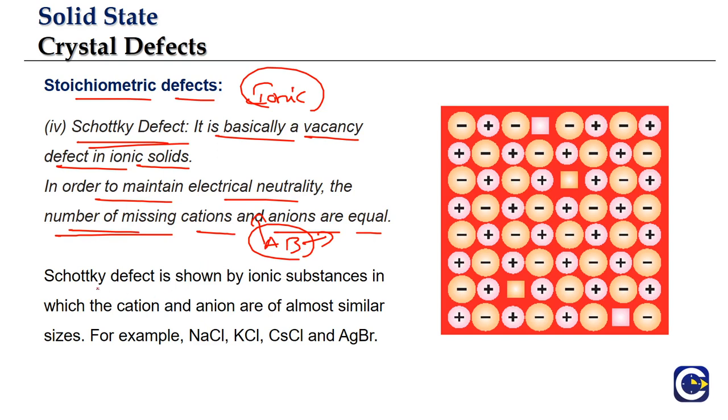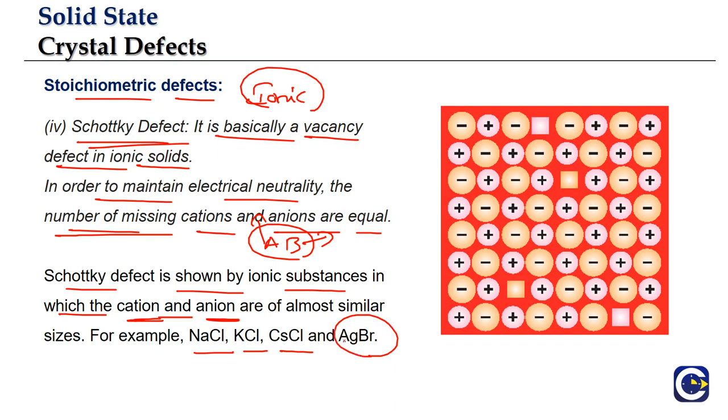And if you look at the ionic compounds that show the Schottky defect, that is generally shown by the substances having similar size of cation and anion. Again, this is also a broad thumb rule. The substances we are talking about here are what? Sodium chloride, KCl, cesium chloride, and even AgBr. Remember, AgBr we have covered there also.